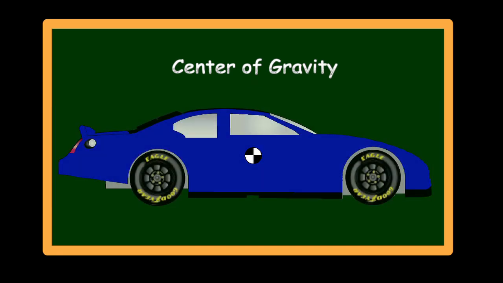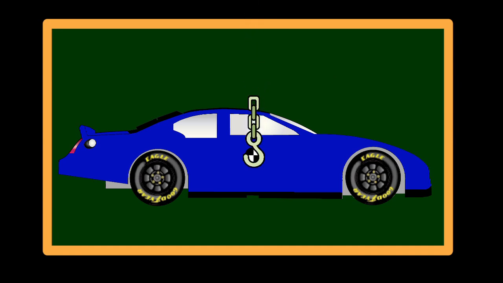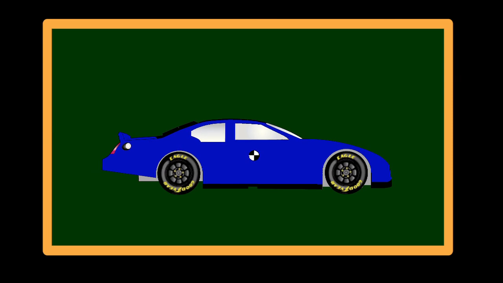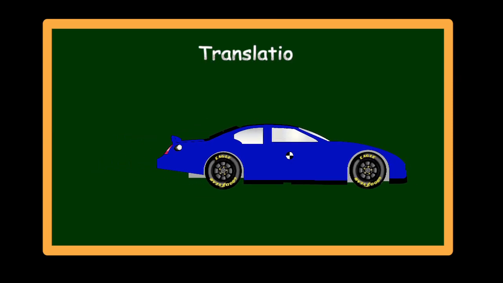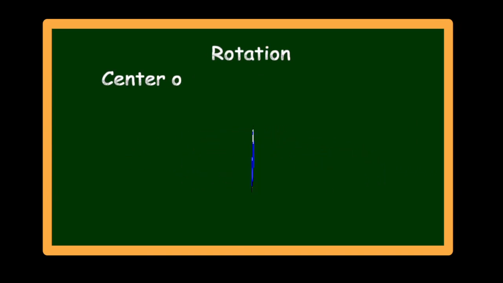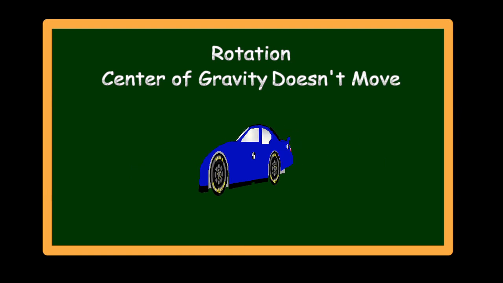He sees this. This symbol represents the car's center of gravity, the point of perfect balance. If you could hang the car from a hook at the CG, the car would be exactly balanced. The center of gravity is important because we can break motion into two parts. Translation, which means the CG moves and the car tags along, and rotation, in which the CG doesn't move, but the car moves around the CG.